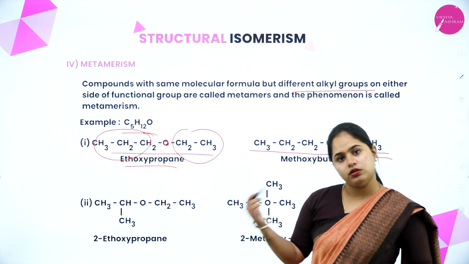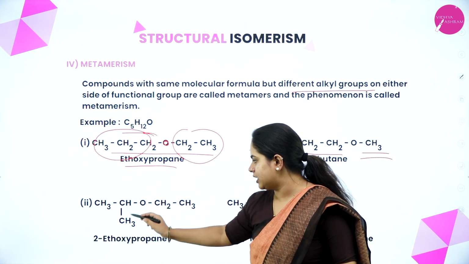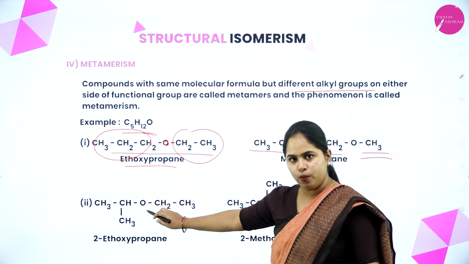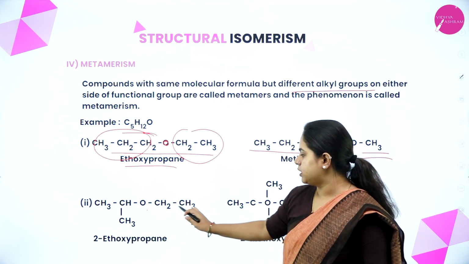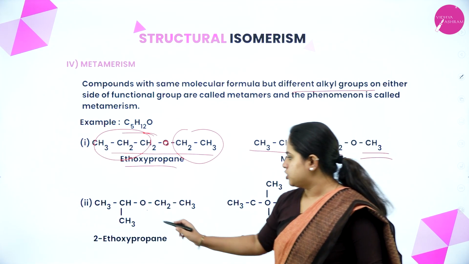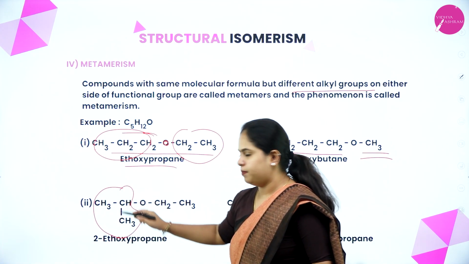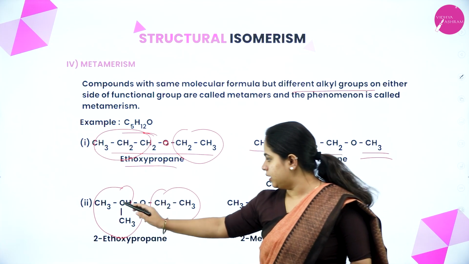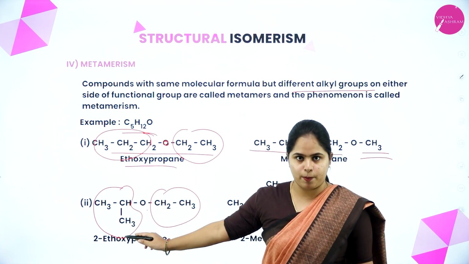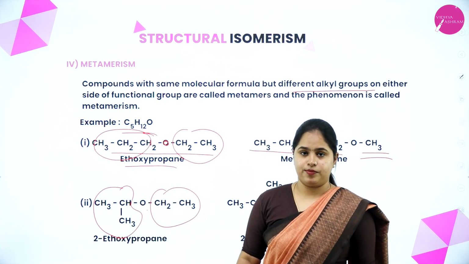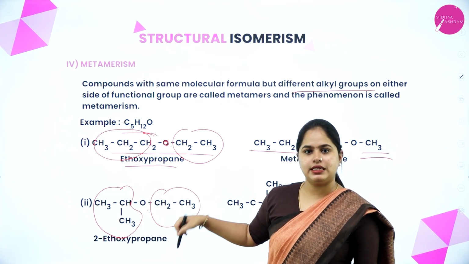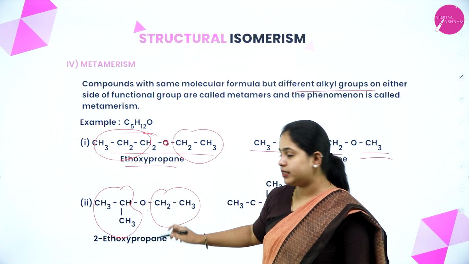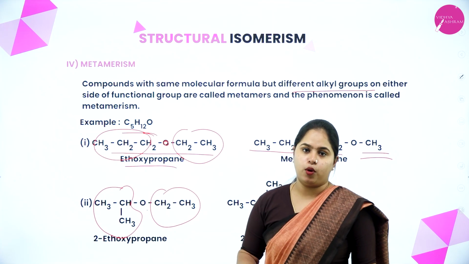So now coming on to the next example, CH3CH3O, and on the other side you have CH2CH3. So here one alkyl group and here another alkyl group. So here it is 3 carbon atoms, so this is propyl and this is ethyl. Which one is smaller one? It is ethyl, right? So how do you write it? 2-ethoxypropane, right?